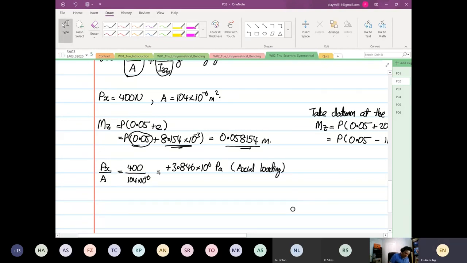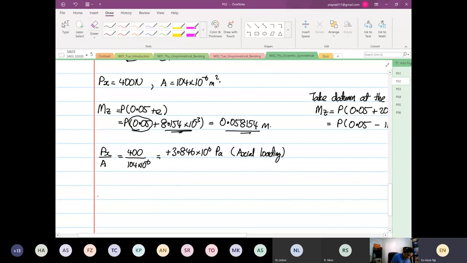Okay. Then we can calculate our moment about Z. The force applied is 400 multiplied by 0.058154. So this is equal to 23.262 Newton meter.